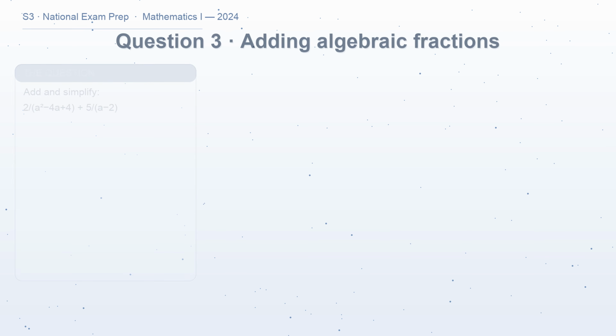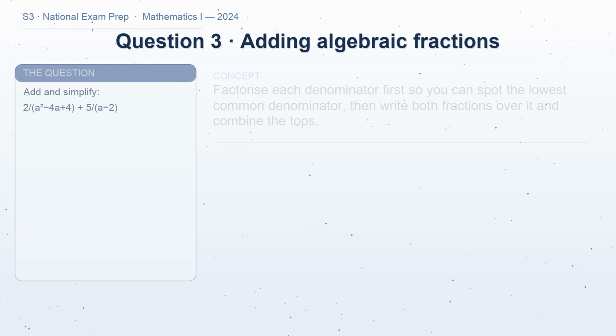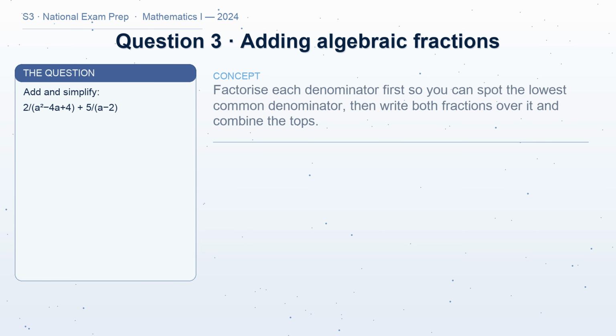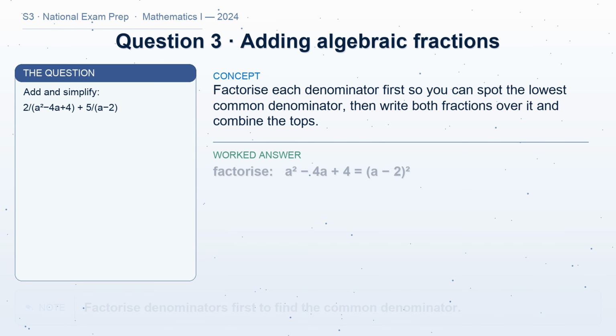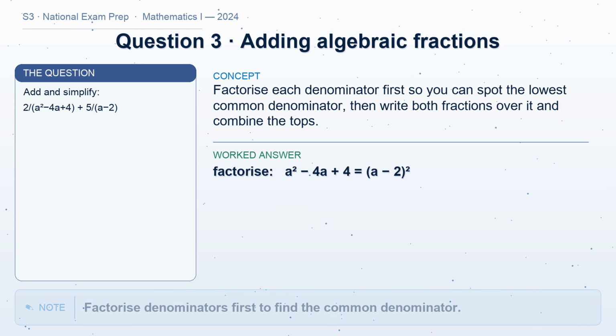Question 3. Add and simplify 2 over a squared minus 4a plus 4, plus 5 over a minus 2. The trick with algebraic fractions is to factorize the denominators first. Notice that a squared minus 4a plus 4 is a perfect square. It factorizes as a minus 2 all squared. So the lowest common denominator is a minus 2 squared.